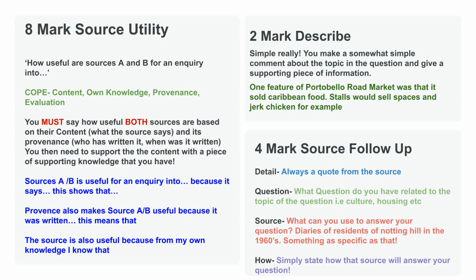In a 4-mark source follow-up, include a quote from the source, form a question related to the topic, suggest a specific source to answer it, and explain how that source would help answer it. Most people fall at giving a source, so be specific.